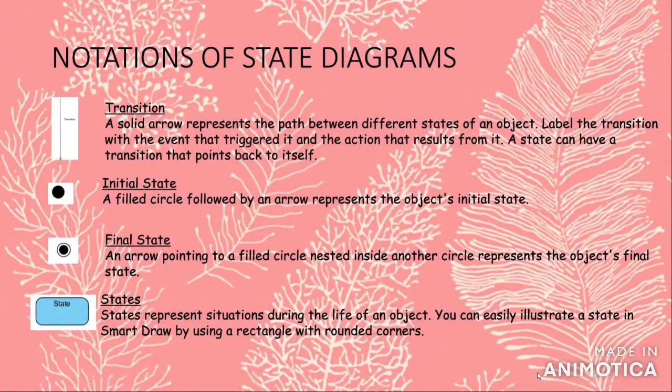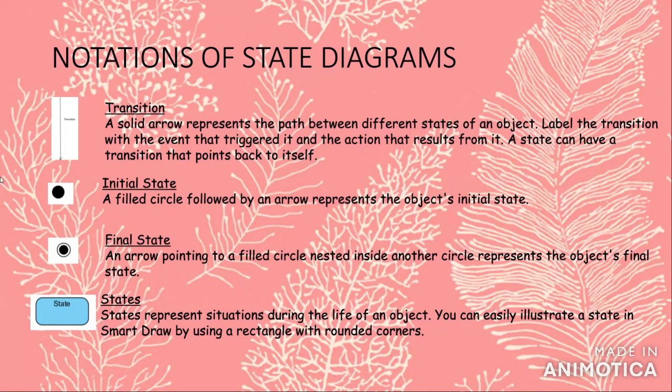These are the notations of a state diagram. This is the transition. A solid arrow represents the path between different states of an object. Label the transition with the event that triggered it and the action that results from it. A state can have a transition that points back to itself.